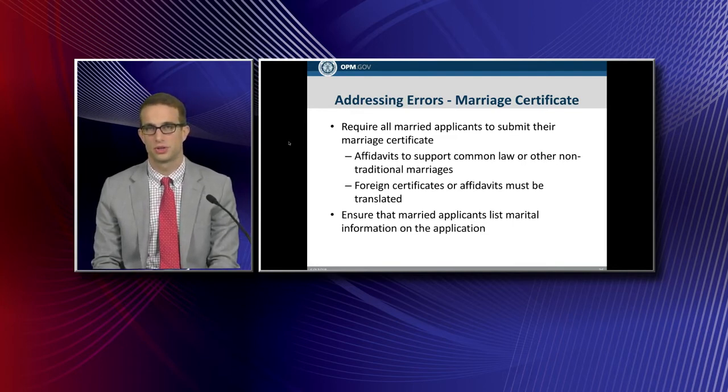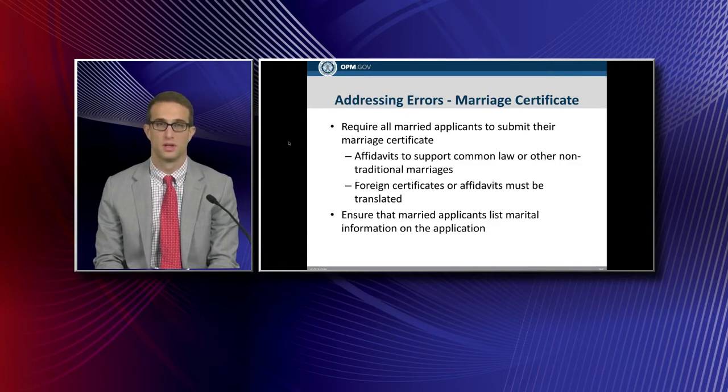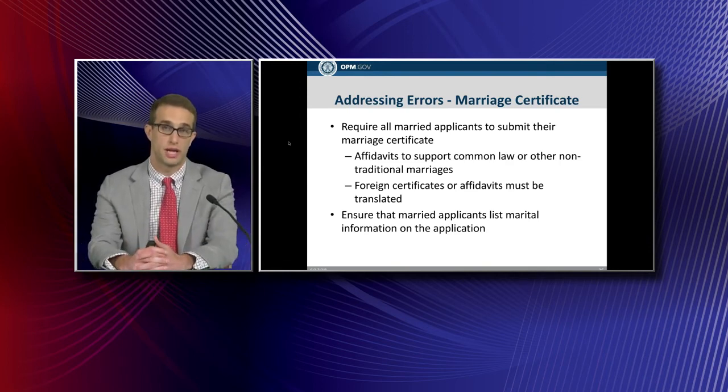Another issue that we see is if the marriage certificate is in a foreign language, we do need that to be translated. That can be done at the embassy. So, for example, if the marriage certificate is in Italian, they could go to the Italian embassy to get that translated, or the Department of State or any other services that translate documents. And again, just ensure that the employee is filling out their application correctly and putting any marriage information that they have on there, so it doesn't cause an error or delay the retirement application.